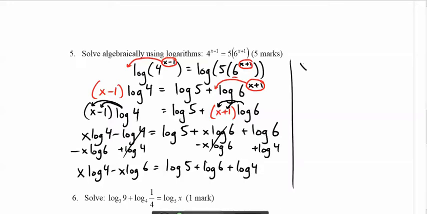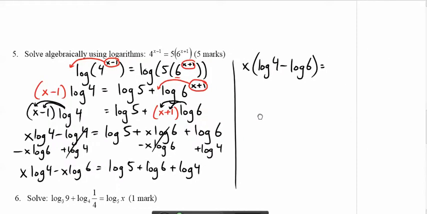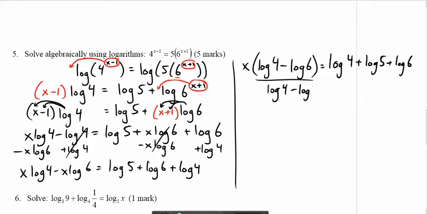Now I can factor the x. It's a common factor on both terms on the left, and in brackets I'll write what's left over, log 4 minus log 6. And then on the right hand side I have log 4 plus log 5 plus log 6. So now I can simply divide both sides by whatever's multiplying by log, to come up with a solution.